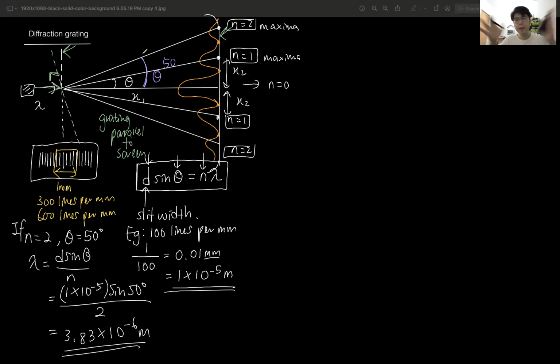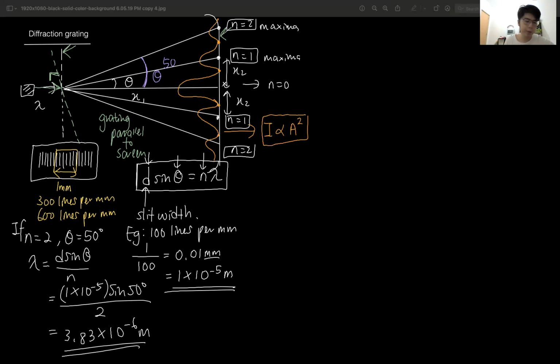So when you go to a higher order, the intensity decreases. And also in A levels, we know that for intensity, we use one simple expression: intensity is proportional to amplitude squared.